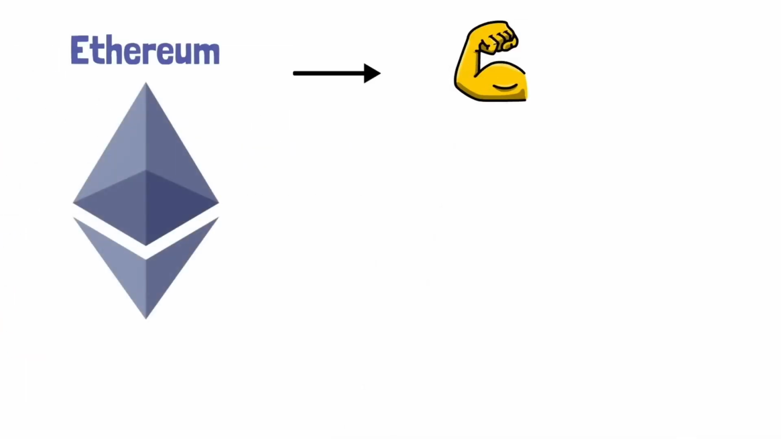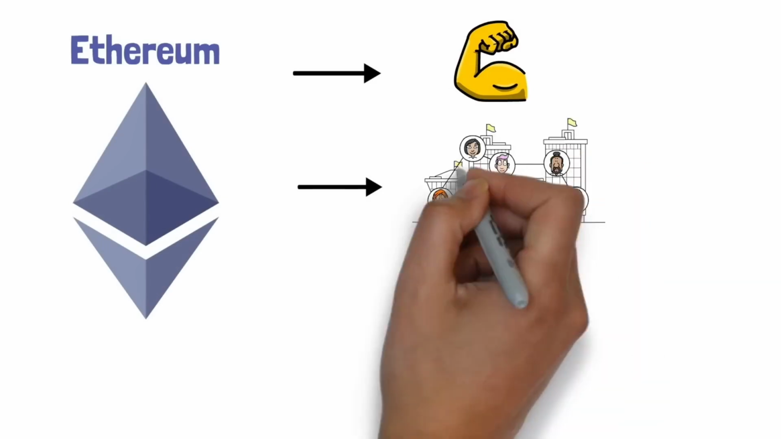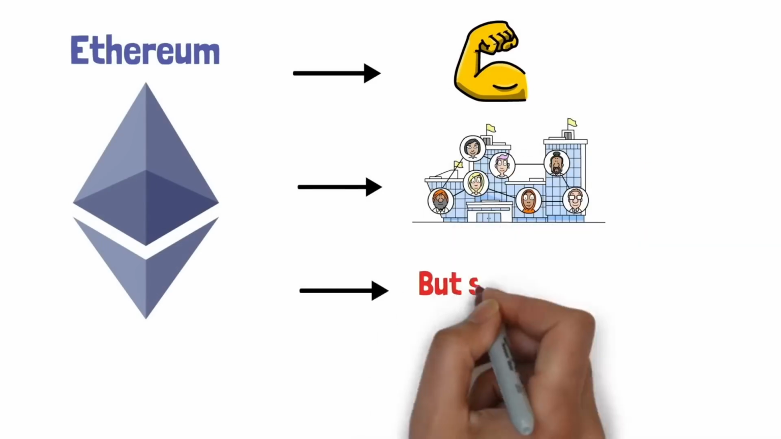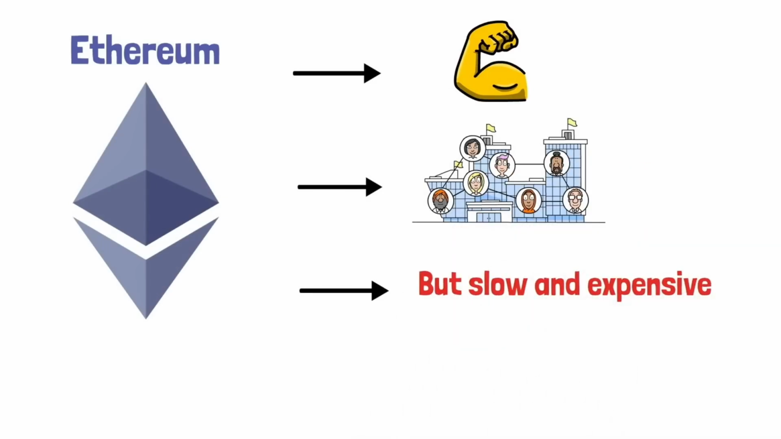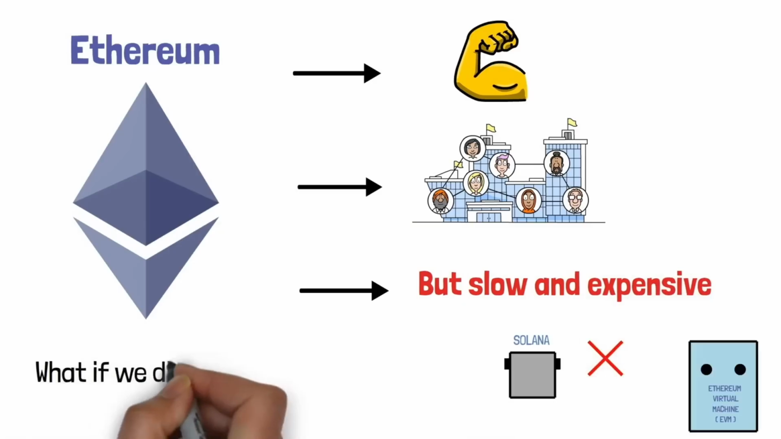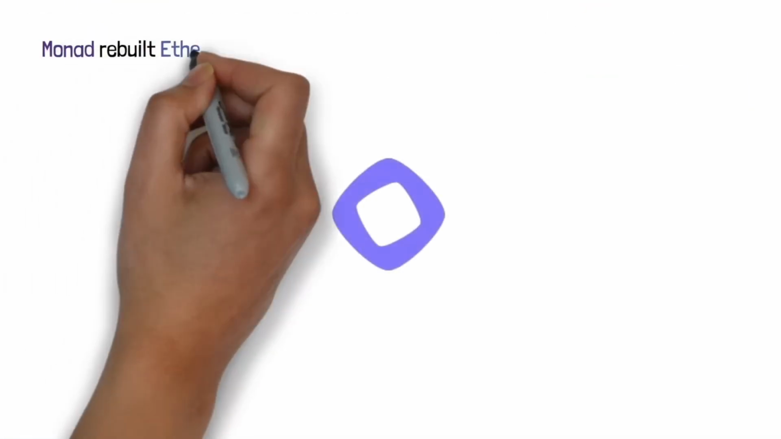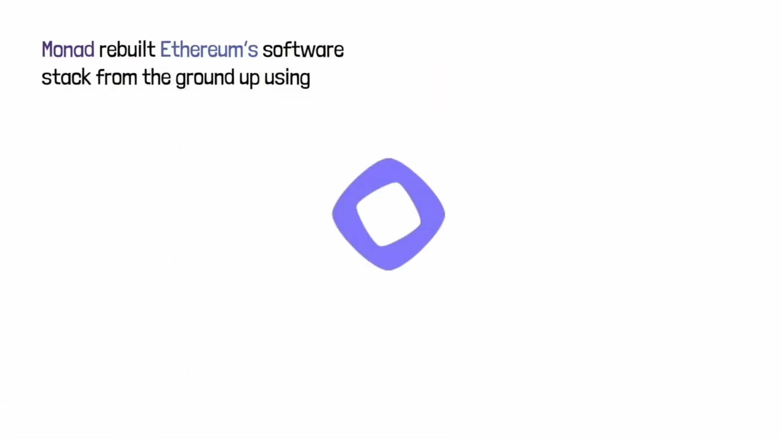Ethereum is powerful, tons of developers, TVL, collateral, technical resources, apps, but a bit slow and expensive. Other options are fast, but not compatible. What if we didn't have to choose? Enter Monad. Monad rebuilt software for Ethereum from the ground up. Same language, same tools, same apps.